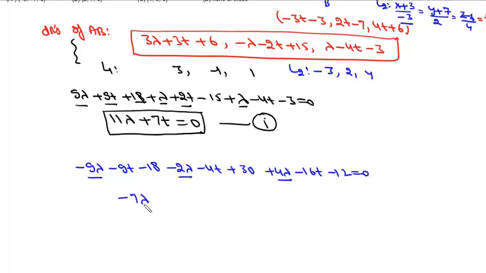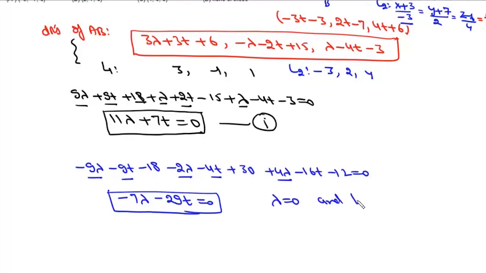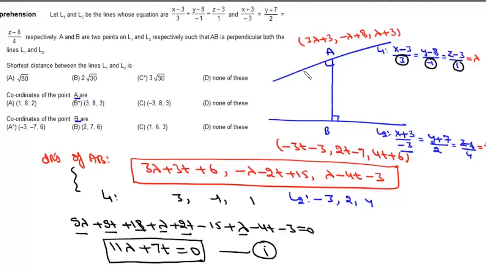So it will be minus 7 lambda. Now this is minus 9t minus 4t, minus 13t, minus 13 and minus 16. So it will be minus 29t and it will be 18 minus 12. 30 minus 30 is 0. So we have our second equation in lambda and t, and if we solve these, we'll get lambda equals 0 and t equals 0. Now if we put lambda as 0, we'll get coordinate of A as 3, 8 and 3.